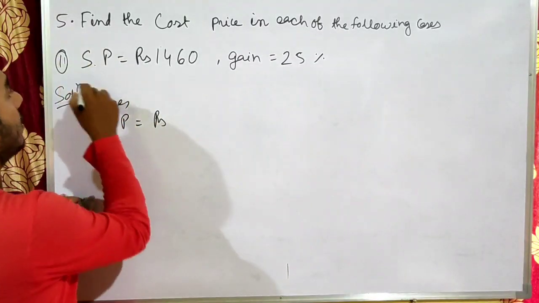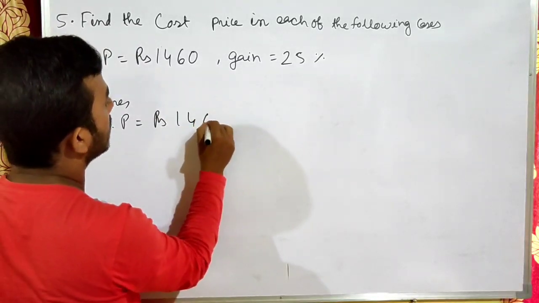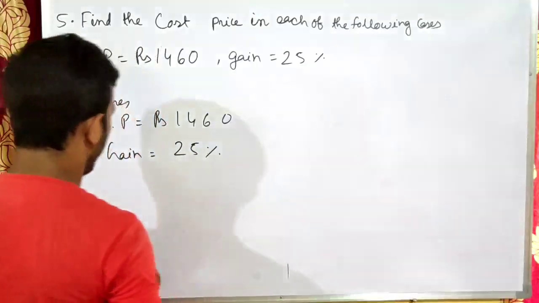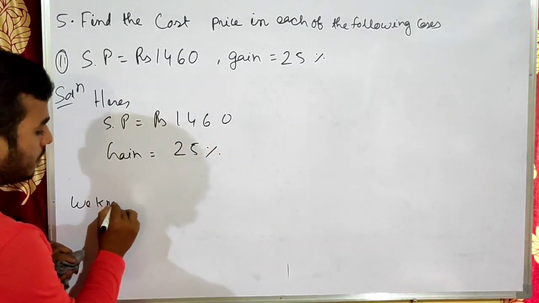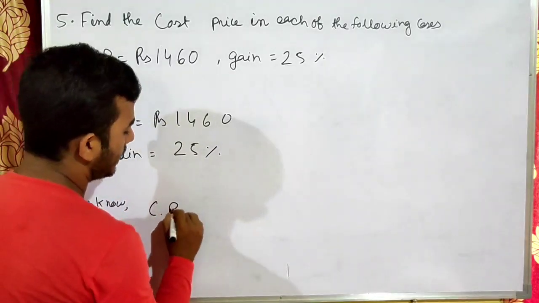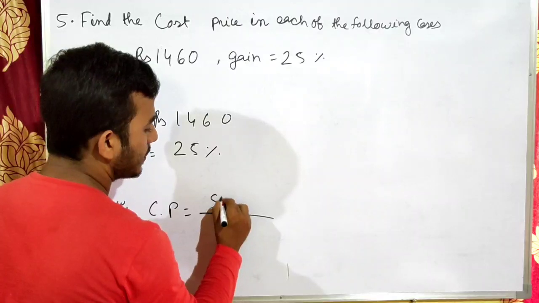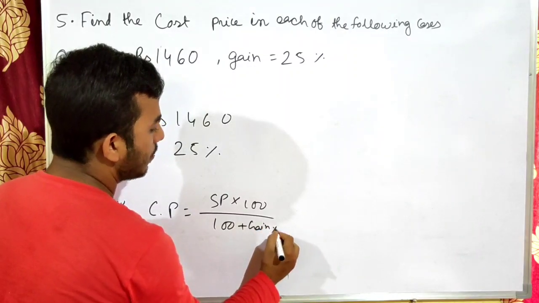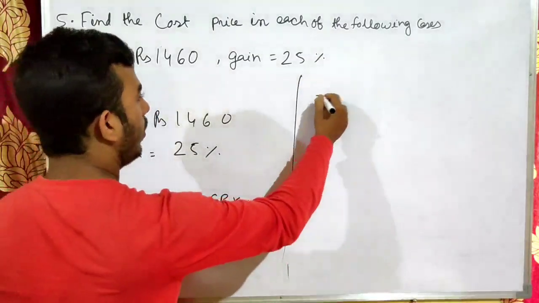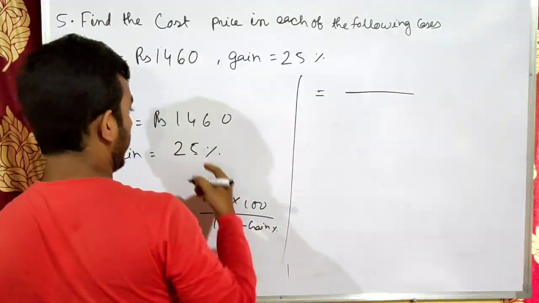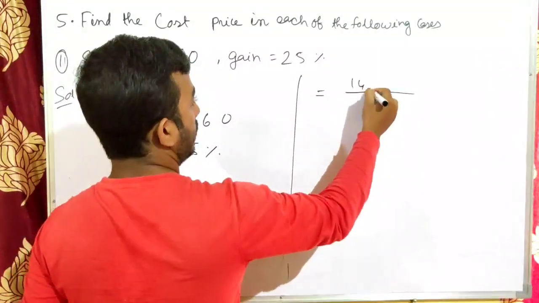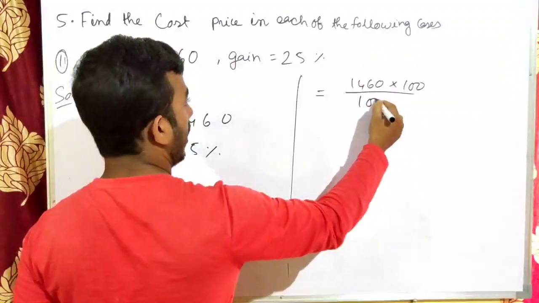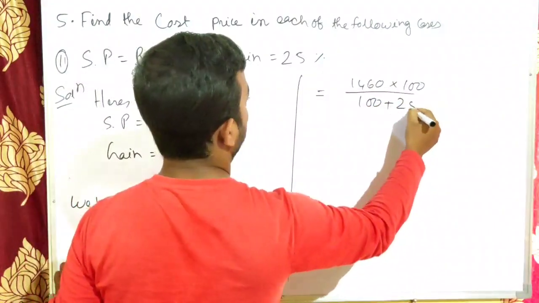Okay, let's solve the remaining. SP equals 1460, then gain equals 25%. Okay, now we know CP equals SP into 100 divided by 100 plus gain percent. Up to this clear? Now we will substitute the values. Here SP is how much? SP is 1460 into 100 divided by how much? 100 plus gain, which is 25.